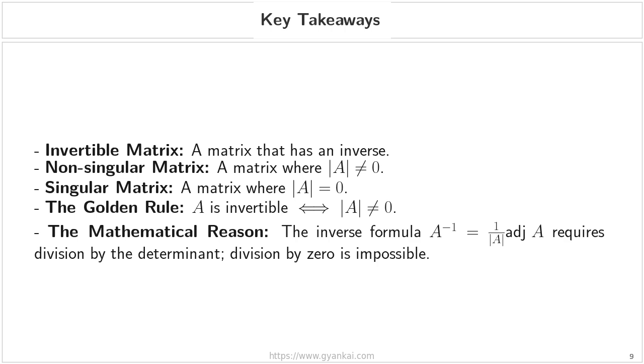Finally, why does this rule exist? The mathematical reason lies in the formula we looked at earlier. The inverse of A equals 1 divided by the determinant of A, all multiplied by the adjoint of A as we discussed. Because this formula requires us to divide by the determinant, and because division by 0 is mathematically impossible, the inverse simply cannot exist when the determinant is 0.